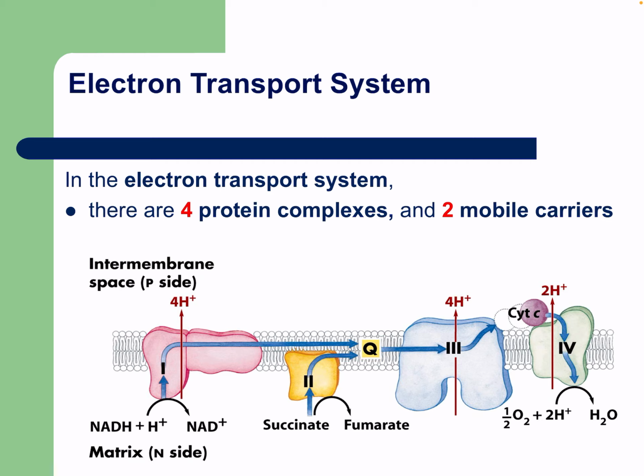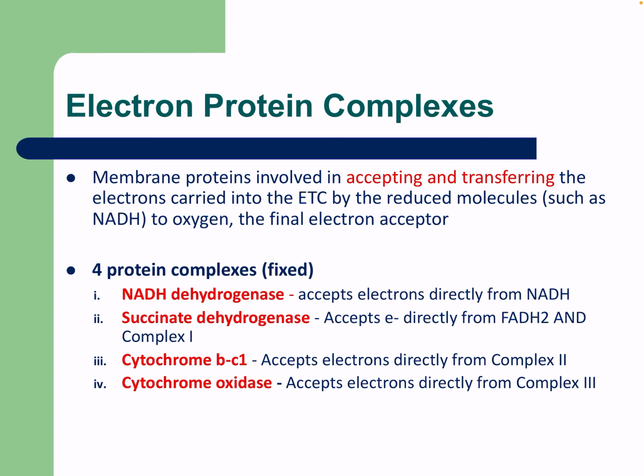So in the electron transport system, there are 4 protein complexes, as I said. 1, 2, 3, 4, and 2 mobile carriers. These mobile carriers are cytochrome C, that's one mobile carrier, and then coenzyme Q. So the electron protein complexes are membrane proteins involved in accepting and transferring the electrons carried into the electron transport chain by the reduced molecules such as NADH to oxygen, which is the final electron acceptor.